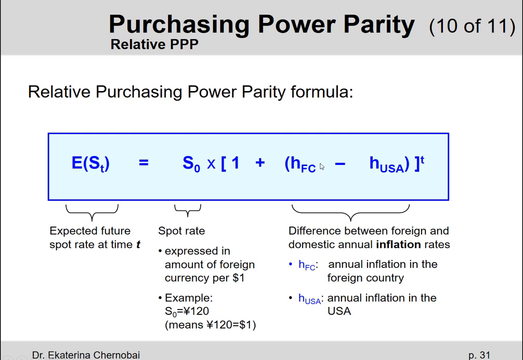The notations we use for the two inflation rates are lowercase h. So h subscript FC stands for annual inflation rate in the foreign country. h subscript USA stands for annual inflation rate in the United States.